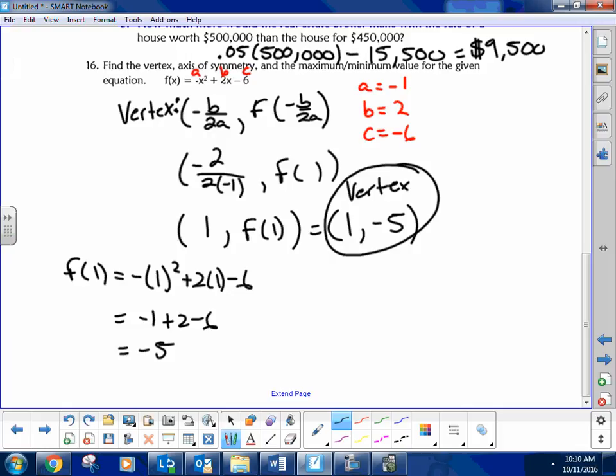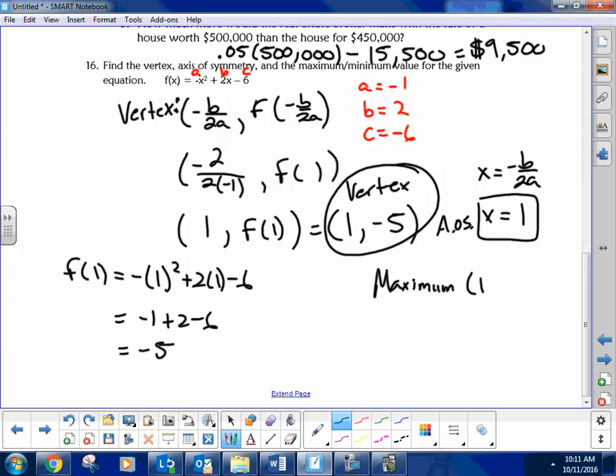Now let's talk about the axis of symmetry. For the axis of symmetry, it's just the value x equals -b over 2a. And we discovered the solution was 1. So this is the axis of symmetry. Now there is only one max value for the vertex.